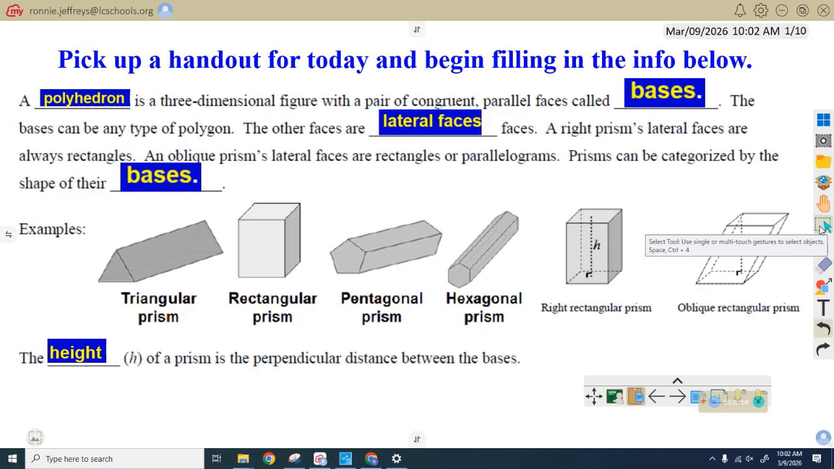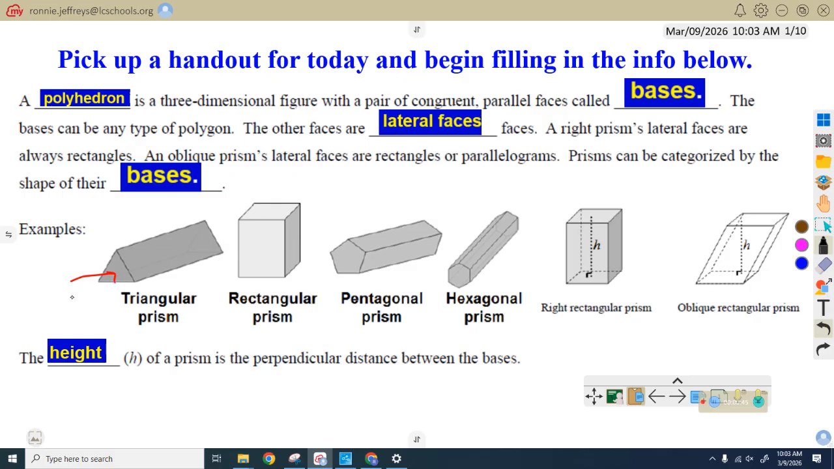All right, a polyhedron. If that looks like it's in a different language, it's because it is. It's Greek. So it's a three-dimensional figure with a pair of congruent parallel faces. These are called bases. The other faces are called lateral faces because they are laterally. Kind of crazy. Whoever was naming stuff, they were not very original.